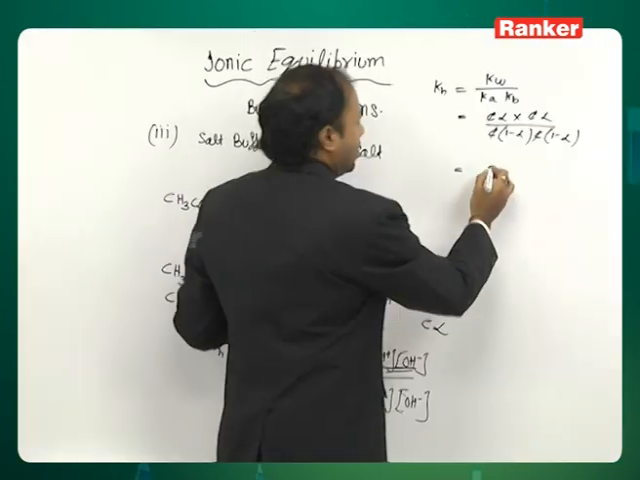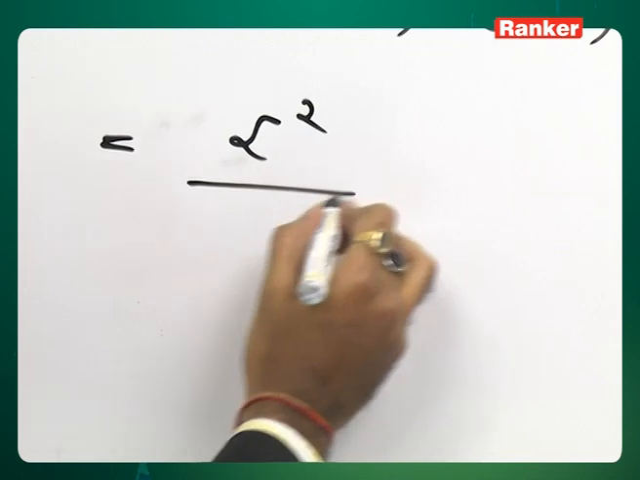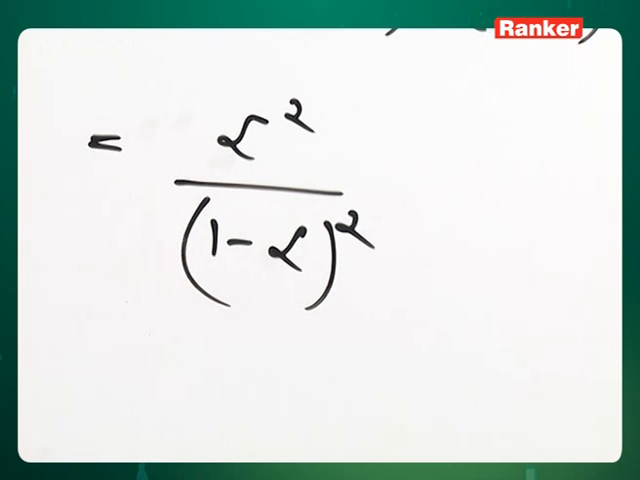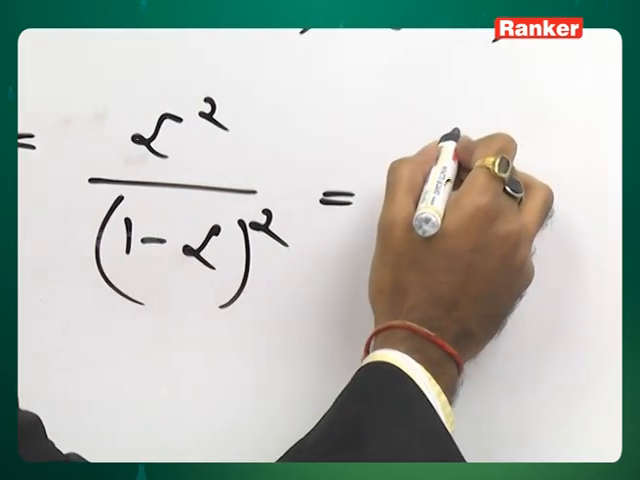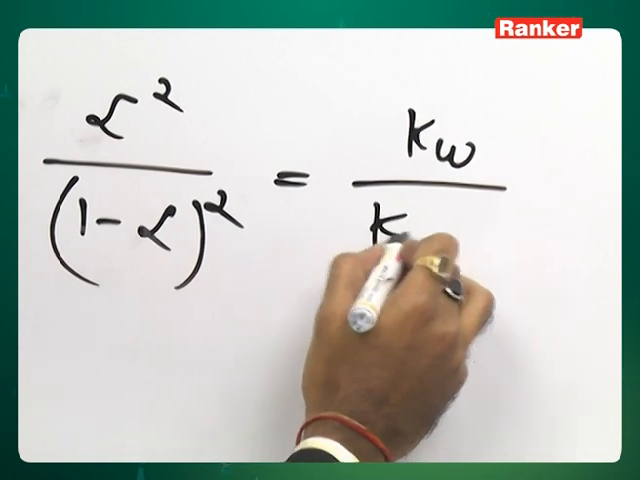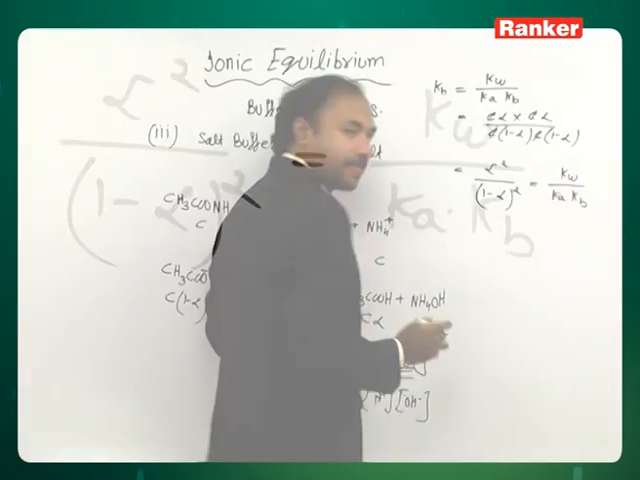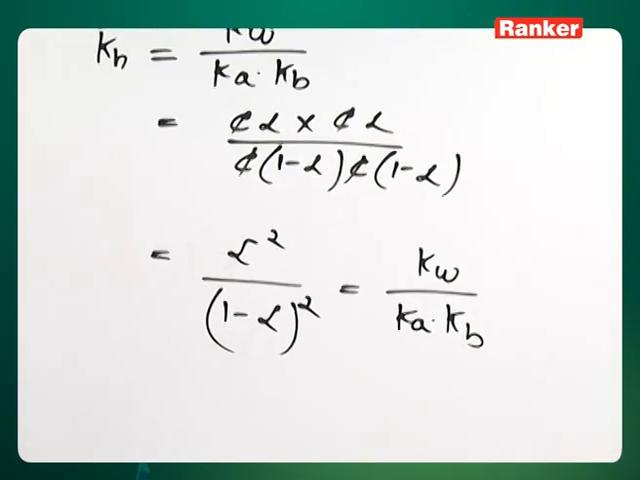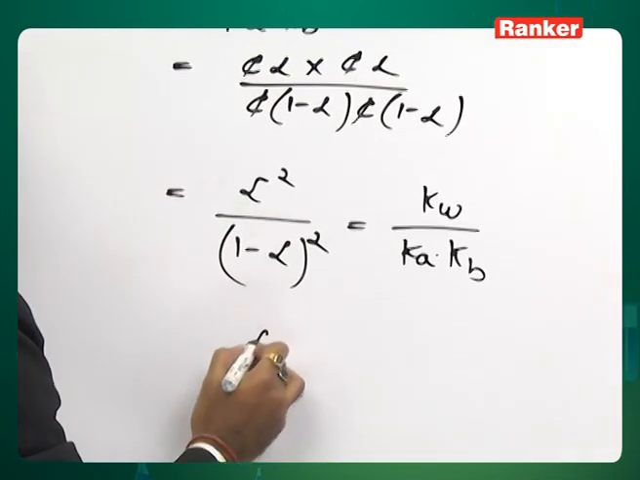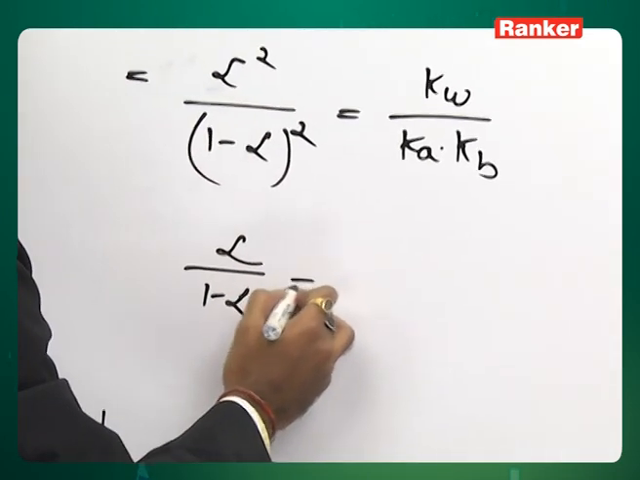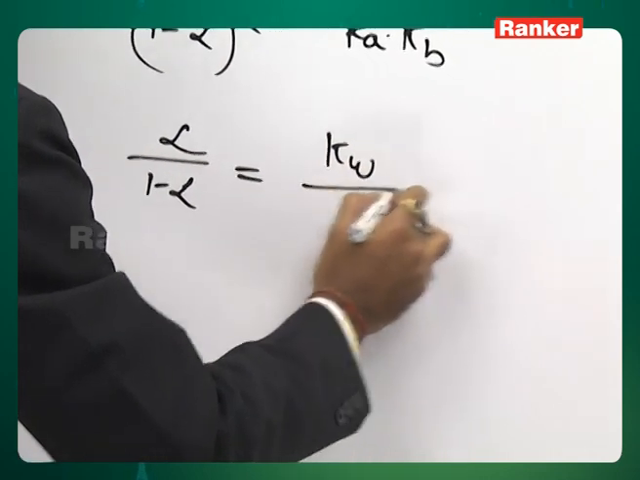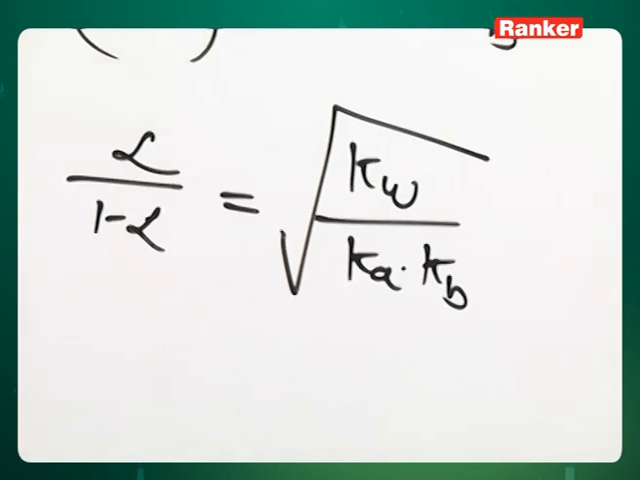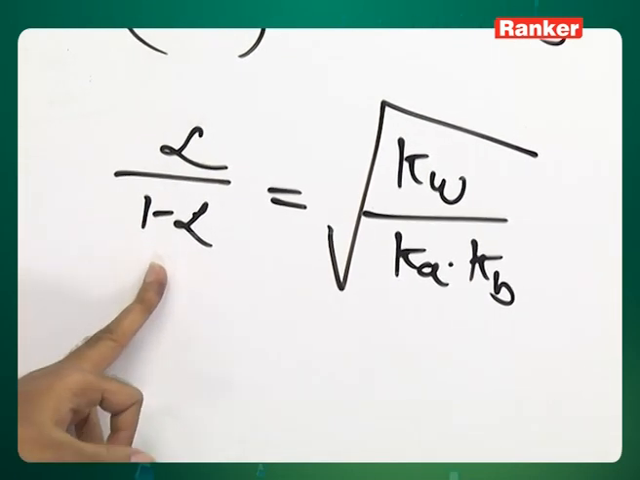So we get here h equal to alpha square upon (1 minus alpha) whole square, and this will be equal to Kw upon Ka into Kb. Actually, in this case, there is no need to take approximation because anyhow this is going to be a simple calculation only. So we get from here that alpha upon 1 minus alpha equal to Kw by Ka into Kb under square root. Right? If we solve this, we can find alpha.